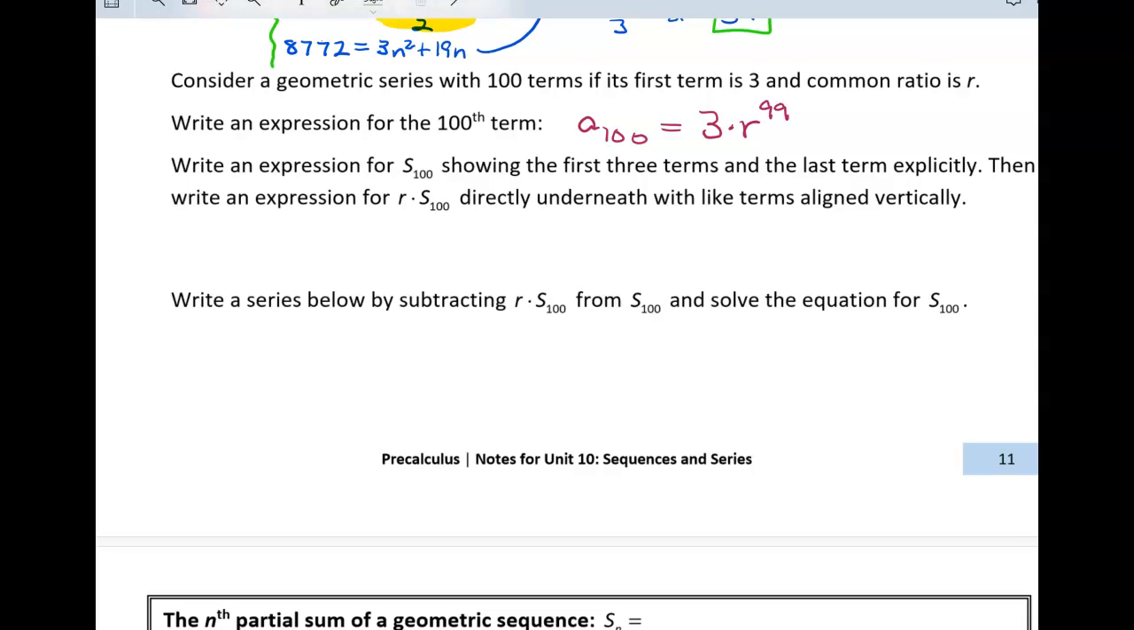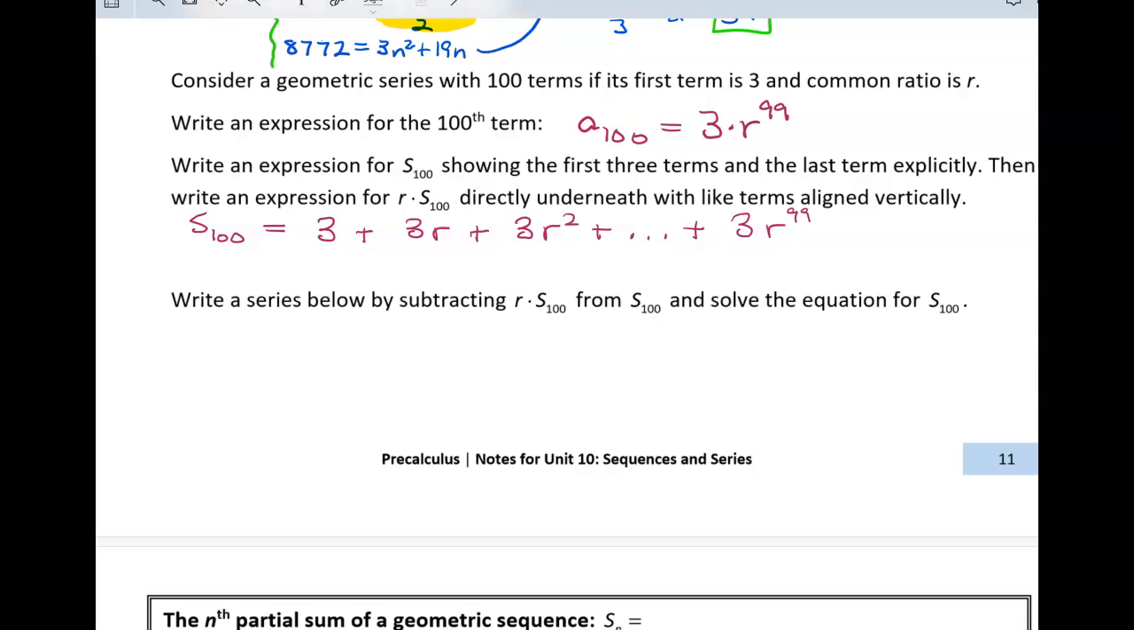So now what we're going to do is write an expression for the sum of 100 terms. And we're going to show the first 3 terms of the series. The first term is 3. The second term is 3 times r. And the third term is 3 times r squared. Now I'll include the ellipsis. And then the last term, which is the one that we just computed, 3 times r to the 99th power.